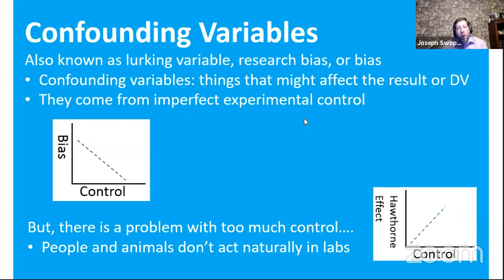If we're going to talk about variables and independent and dependent variables, we must talk about confounding variables. They're also known as lurking variables, something that sneaks around and sneaks up on you and ruins your research, or research bias, or just bias. Confounding variables are things that might affect the result, the dependent variable, that aren't the independent variable. Anything that could sneak up and ruin your results that you didn't plan on or account for. And they come from what's called imperfect experimental control.